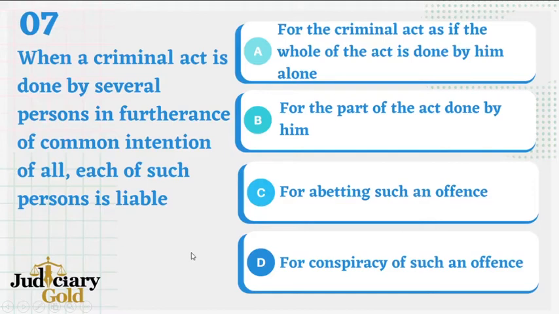Moving on to the next question, question 7. When a criminal act is done by several persons in furtherance of common intention of all, each such person is liable. Option A: for the criminal act as if the whole act is done by him alone. Option B: for the part of the act done by him. Option C: for abetting such offense. Option D: for conspiracy of such an offense. Answer: for the criminal act as if the whole act is done by him alone. As I just explained, when two or more people act together, we consider equal liability for all the people involved in that act. That is for the criminal act as if the whole act was done by him alone.